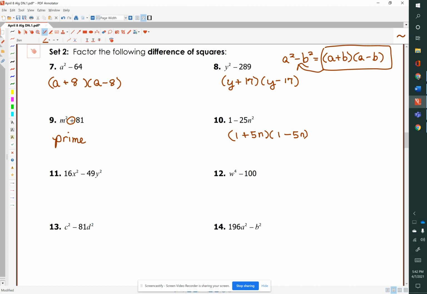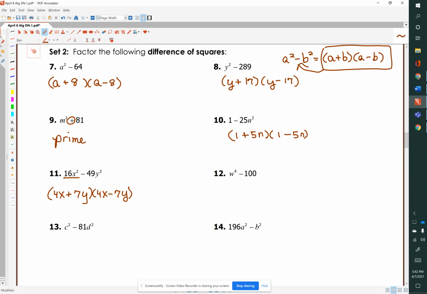Number 11, 16x squared minus 49y squared. So let's see, the square root of 16x squared is 4x, and the square root of 49 is 7, and the square root of y squared is y. So 4x plus 7y, 4x minus 7y. Difference of squares is kind of fun.